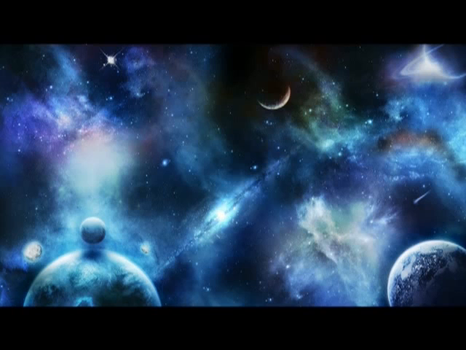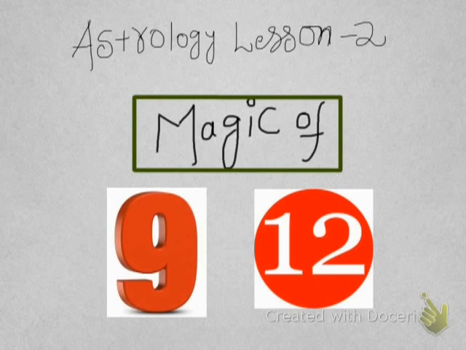The name of this lesson is Magic of 9 and 12. This name may sound weird to you because you may be wondering what is the relation of 9 and 12 with astrology. But at the end of this lesson, you will be able to appreciate the magic of 9 and 12 not only in astrology but in the evolution of complete human history. In the complete human history, counting is a revolution which made a significant difference for human beings from the rest of the animals.